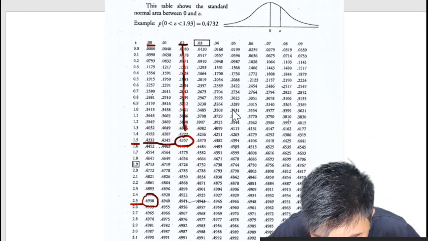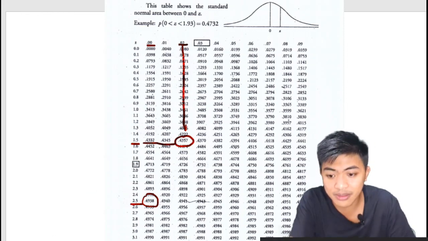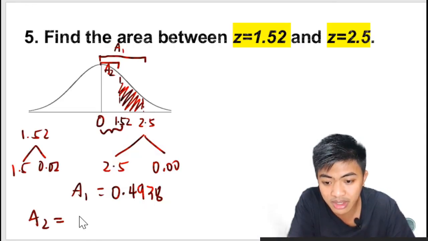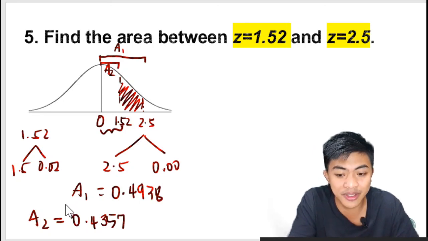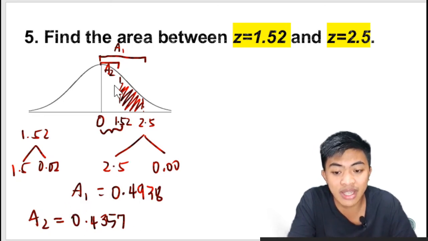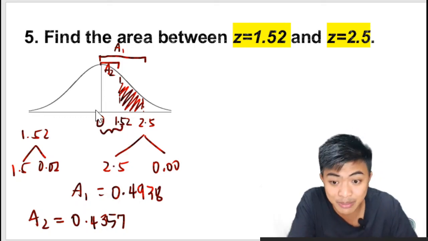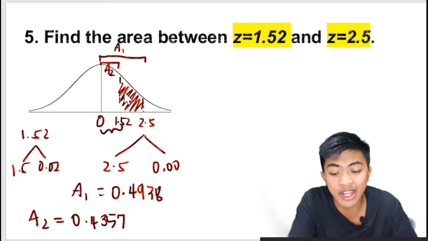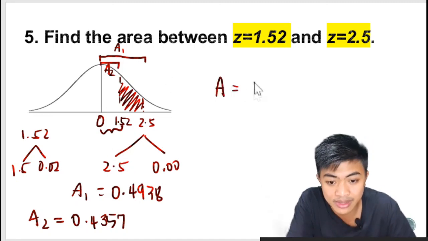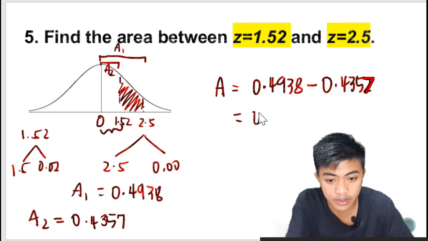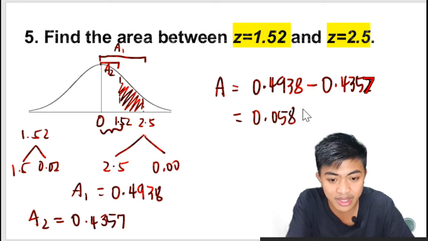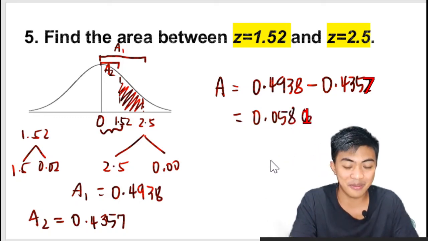And that is 0.4357. The second area is 0.4357. Okay, so after getting the area, we deduct the smaller area from the bigger area para makuha natin yung area from 1.52 to 2.5. So, the area is 0.4938 and subtract 0.4357. And so the answer there is 0.0581.